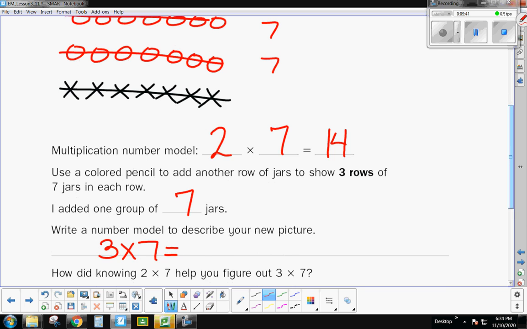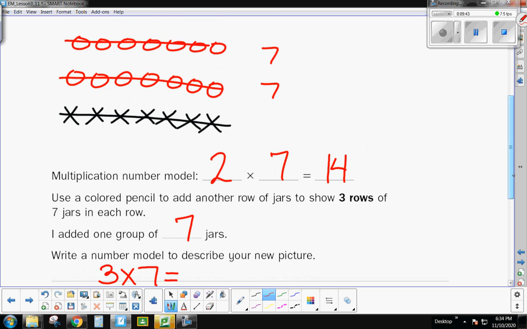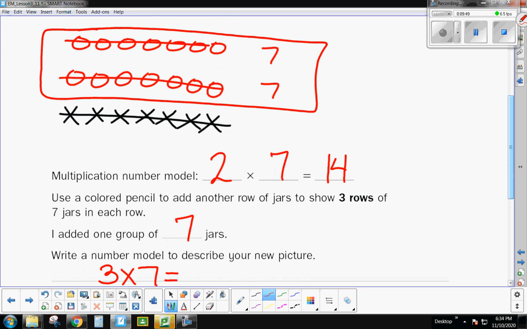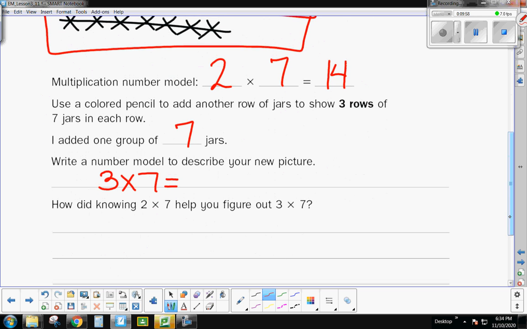And how could I use the 2 groups of 7 to help me do the 3 groups of 7? Well, I already know that 2 times 7 is 14, right? What do I need to do? I just need to add another group of 7, right? So 14 plus 7 equals 21.